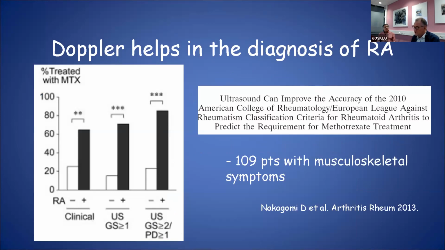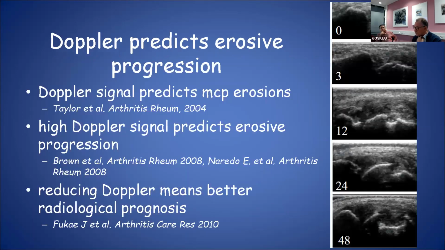Again, one study that shows that ultrasound is helpful, Nakagomi et al. examined more than 100 patients with musculoskeletal symptoms. If they used only clinical data and palpation, anamnesis, they found a certain amount of RA, positive and negative RA. But if they took grayscale ultrasound, the diagnostics was much more sensitive. And together with Doppler findings, it raised the sensitivity of having a positive diagnosis. So the ultrasound helps in the diagnosis of RA.